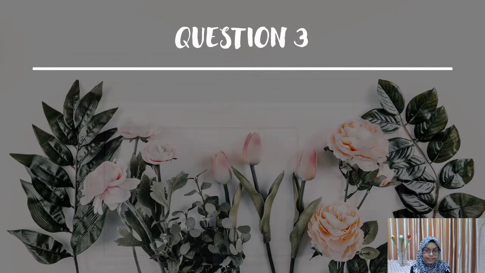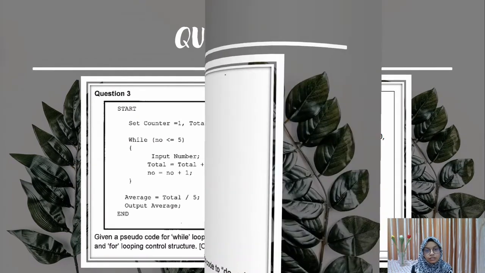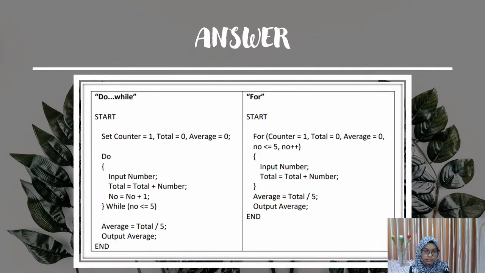For question 3, this is the while looping control structure. And for do while, start by setting counter equal to 1, total 0 and average 0. Do input number, total equals total plus number, counter equals counter plus 1, while counter is bigger or equal to 5. And the average is total divided by 5, and output average.